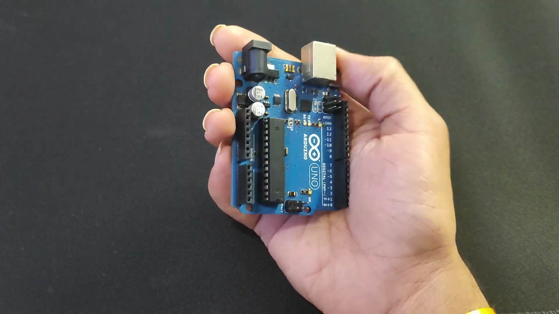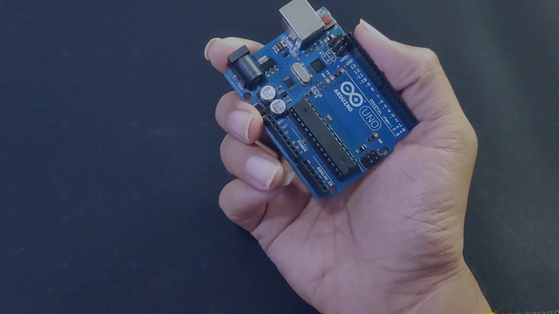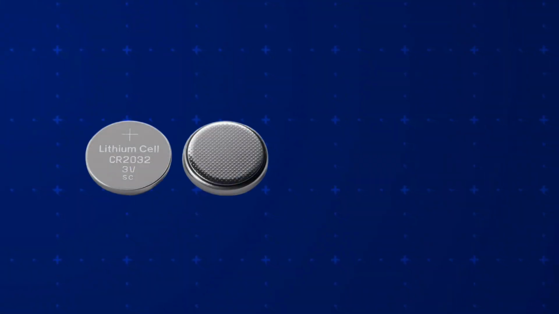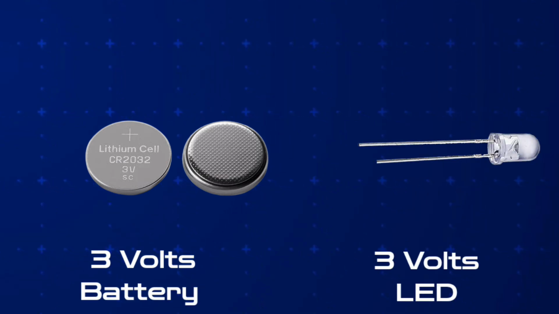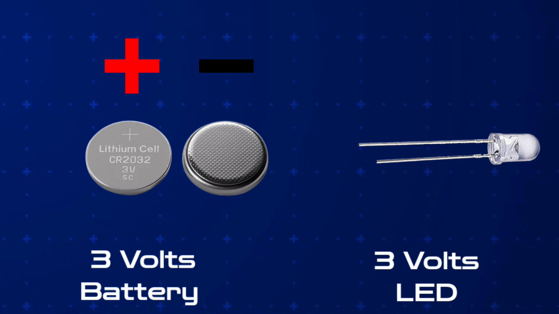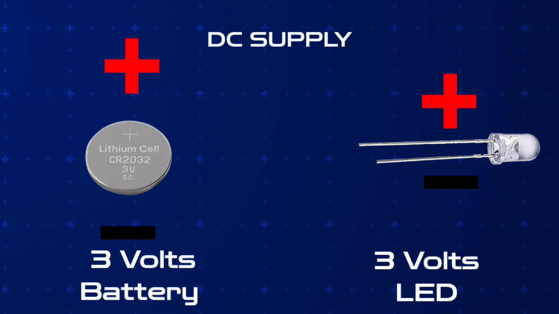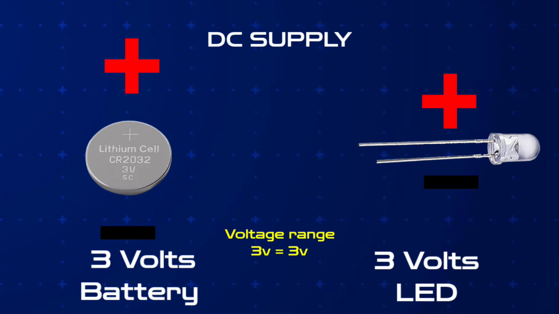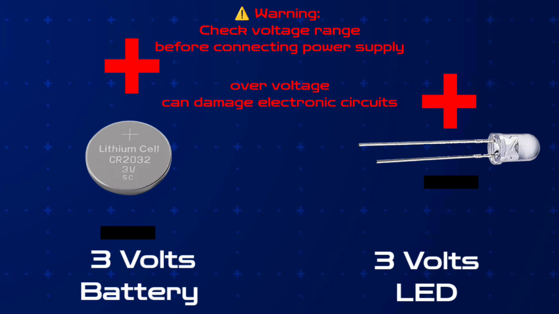Arduino UNO is a good choice to interface with electronic devices. I am sure you must have some basic knowledge of electronics. As you can see on the screen, this is a small battery of 3 volts and this is a 3 volts LED. As we know, the battery has two terminals, positive and negative. The LEDs have the same polarity, positive terminal and negative terminal, which runs on DC supply, where we always have to check the voltage range before we use it, or else it will damage the LED or any other devices which is not in the suitable voltage range.